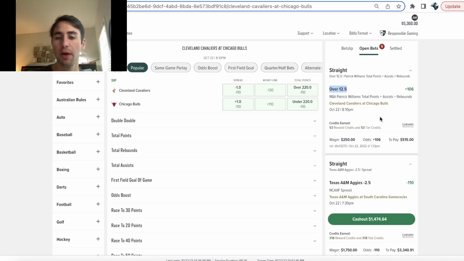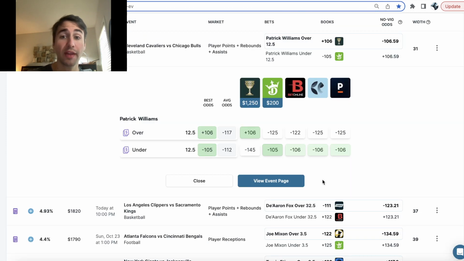So one of the first plays I went with for tonight is Patrick Williams over 12.5 PRAs in Cavs Bulls. So you may be like, well, that's kind of a random play. And yeah, it is. But that's where the value is. As a sharp bettor, we always want to follow the value.